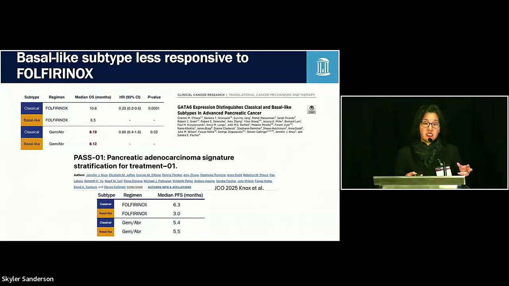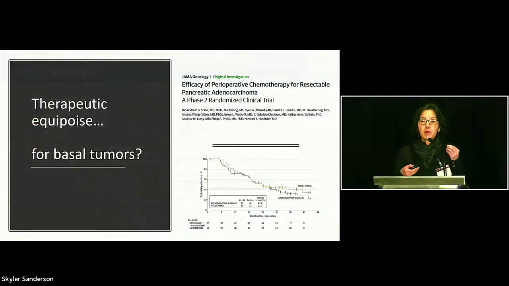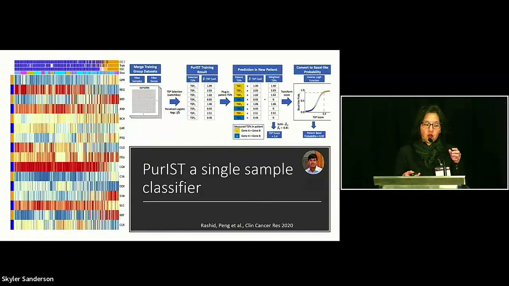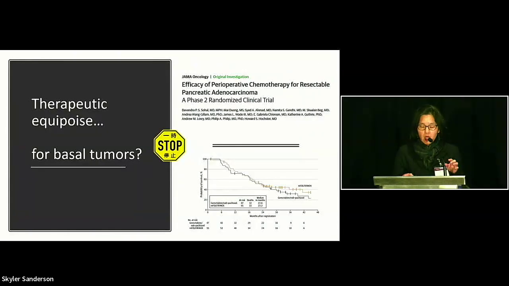And I think that this was the icing on the cake with the PASO-1 trial that was just published this year by Jennifer Knox. Again, what they found in a randomized setting between Gem/Abraxane and FOLFIRINOX first line was that basal-like patients were much less responsive to FOLFIRINOX therapy. And so that brings us to the hypothesis, which we've been thinking about a lot: while all trials are showing therapeutic equipoise for FOLFIRINOX and Gem/Abraxane, and you heard Dr. Schwez's discussion of some of the chemotherapy regimens, is there really therapeutic equipoise when we throw in the context of subtyping?